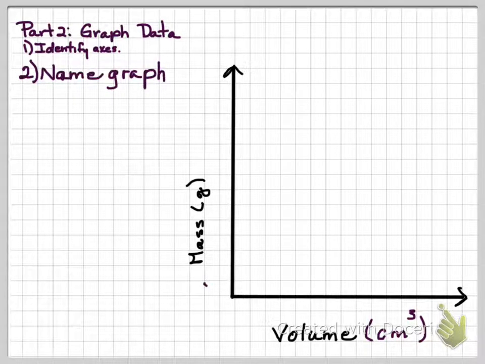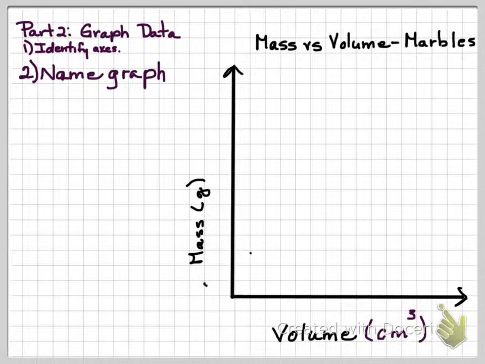We need to give a name to our graph so that we know what it is that we're comparing. It doesn't have to be a fancy name, but it does need to be specific enough for someone using the graph to know what is represented. So we're going to call it mass versus volume of marbles. Can't get much simpler than that. If you use a name like this to name your graph, make sure that the dependent variable is mentioned first, mass versus volume, and that means that your experiment is based on mass as a function of volume.